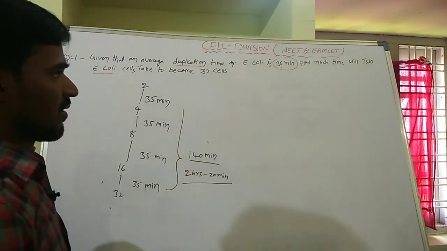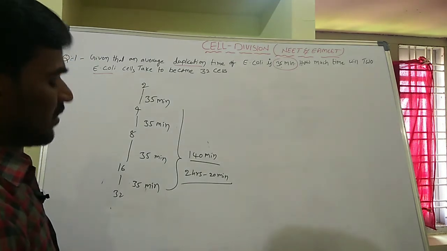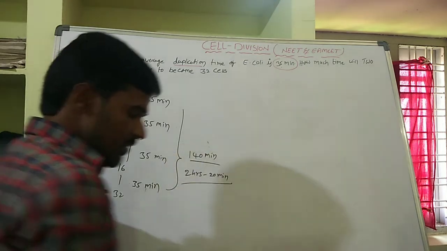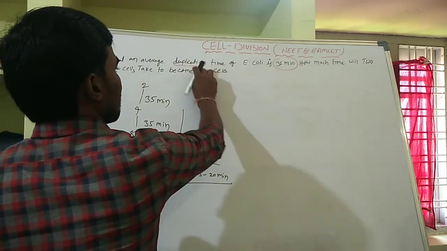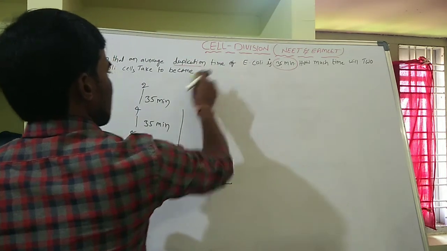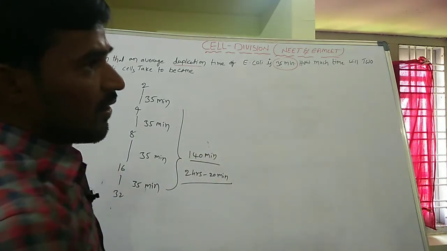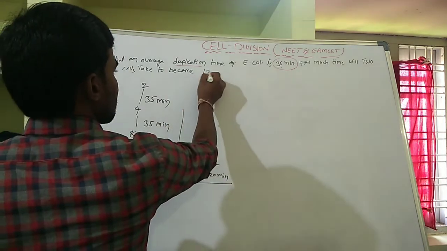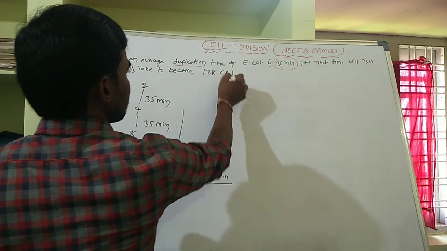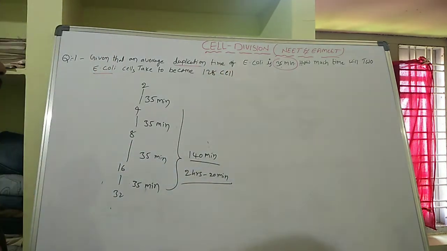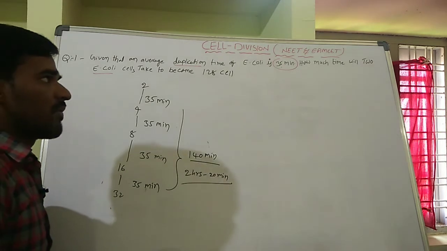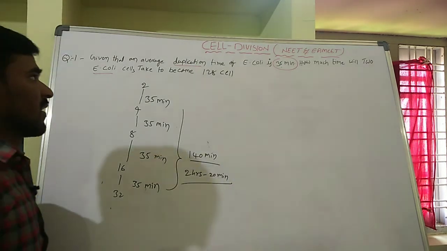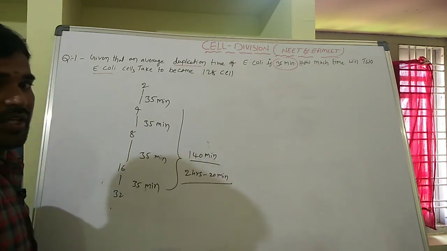So this is commonly asked like this. Sometimes here he gives another number. Instead of 32, he gives 128 cells. The question is the same: given that the average duplication time of E. coli is 35 minutes, how much time will 2 E. coli cells take to become 128 cells?